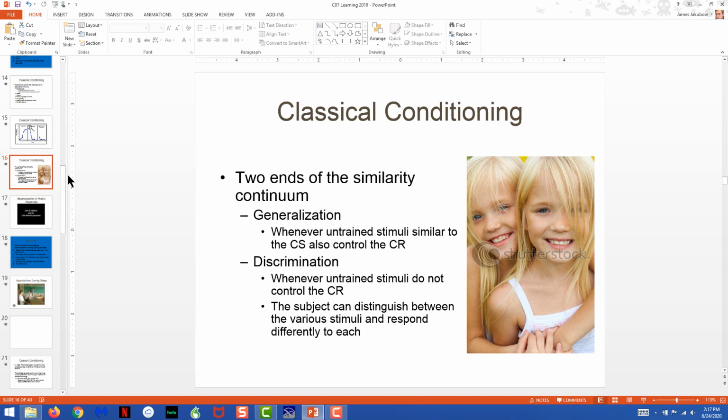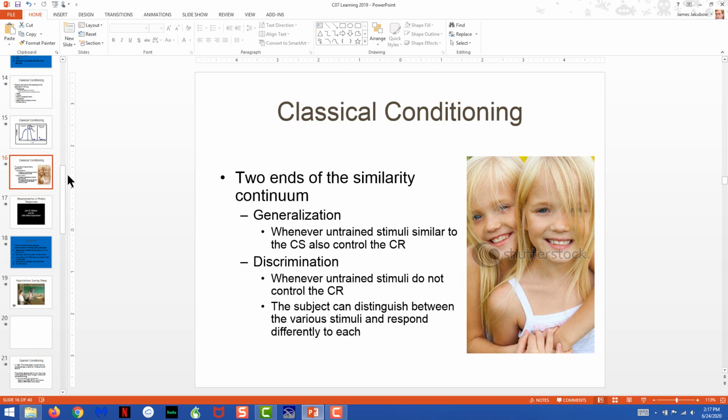When cues are associated with each other, it turns out that similar cues that are related to the CS will also control behavior as well. And in fact, the further and further you get from the CS, the less and less likely it is that some cue will control behavior. And that should make sense.